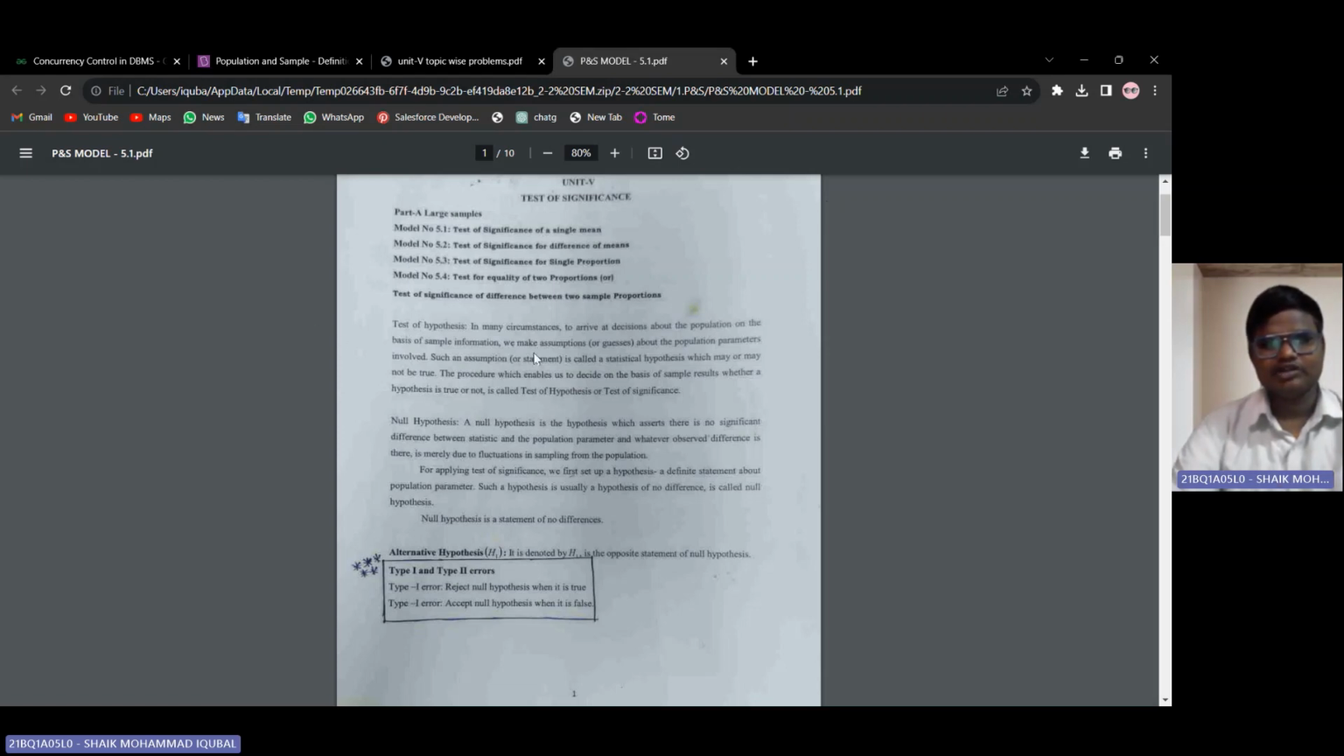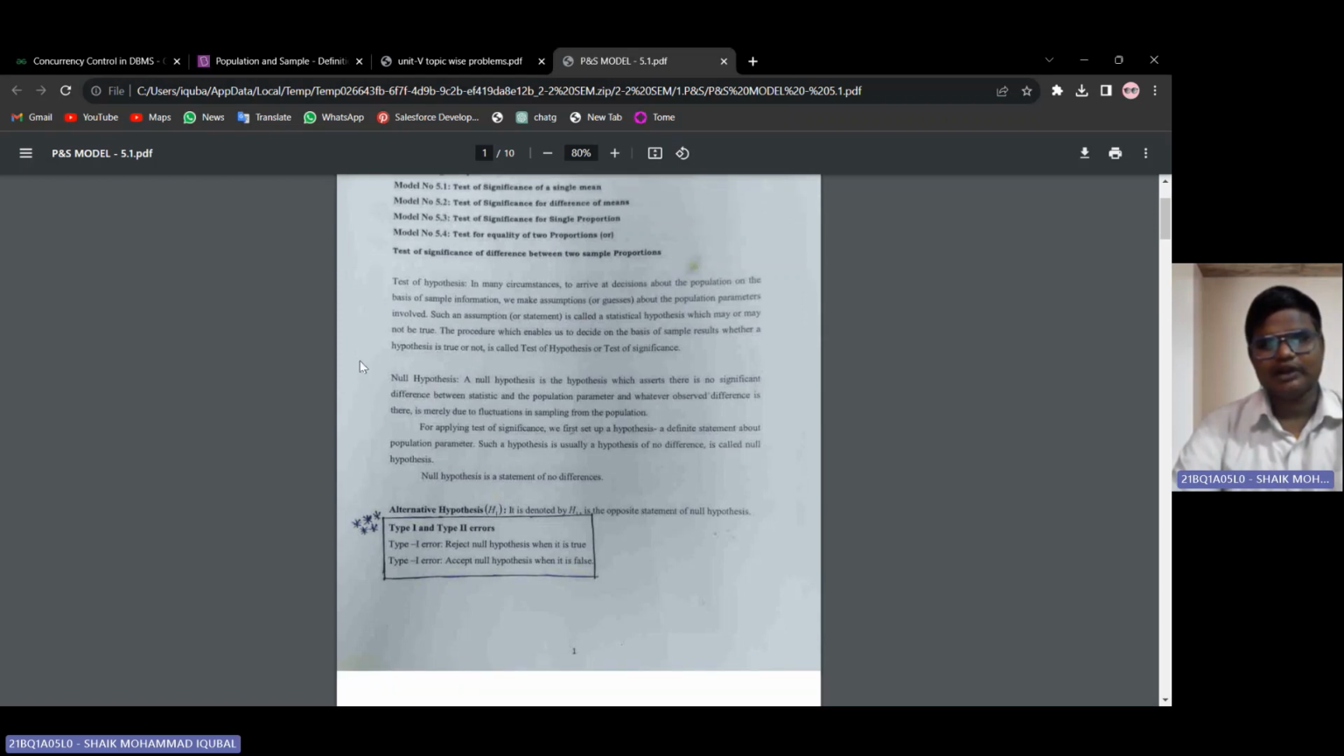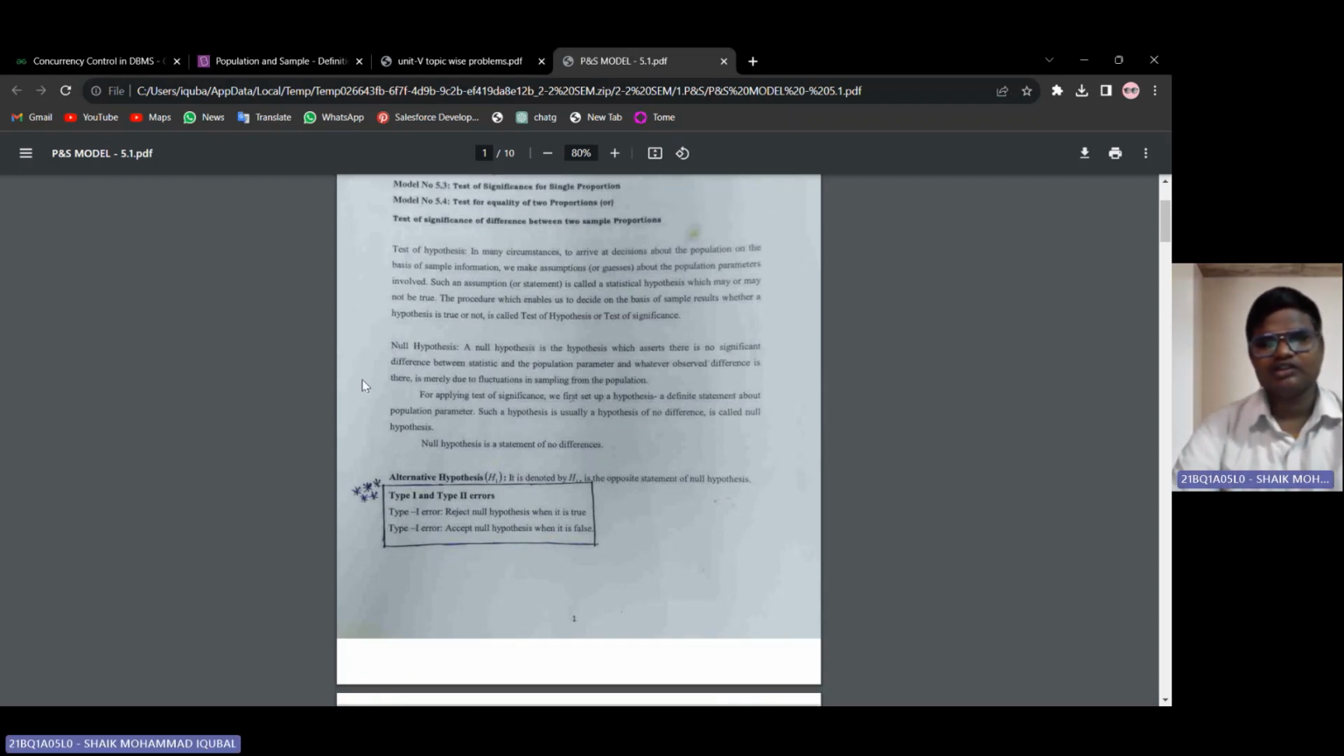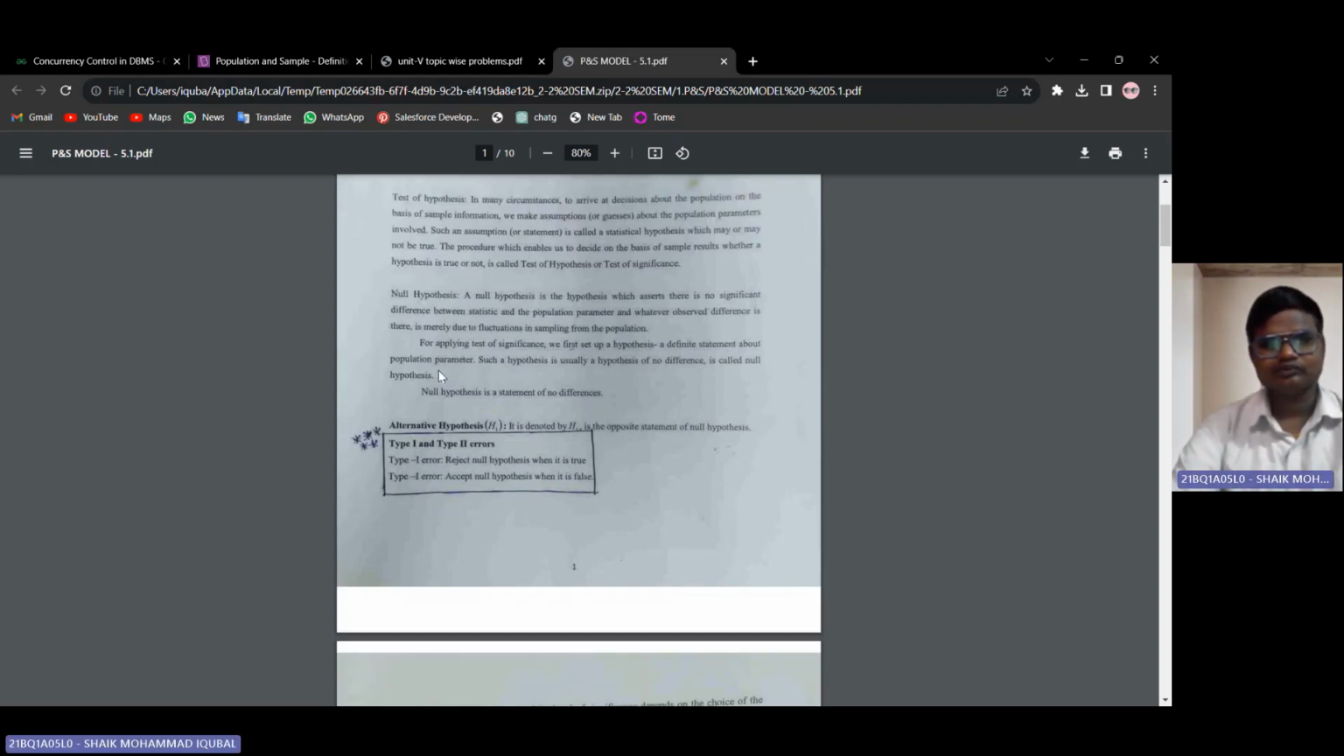A null hypothesis is a hypothesis which asserts there is no significant difference between the statistic and the population parameter, and whatever observed difference is there is merely due to fluctuation in sampling from the population. For applying a test of significance, we first set up a hypothesis, a defined statement about population parameters. Such a hypothesis, usually a hypothesis of no difference, is called the null hypothesis. Null hypothesis is a statement of no difference.